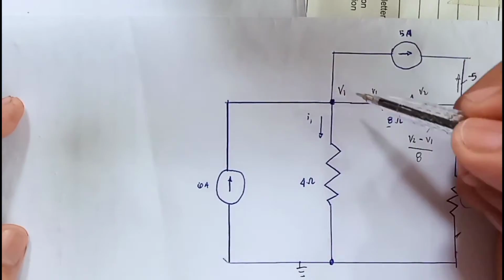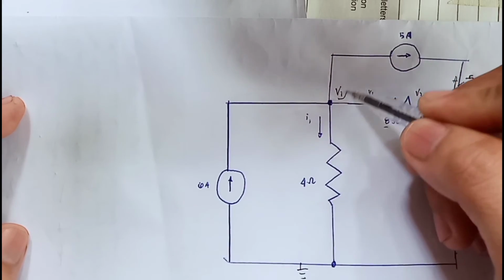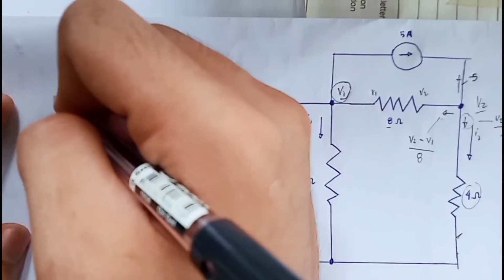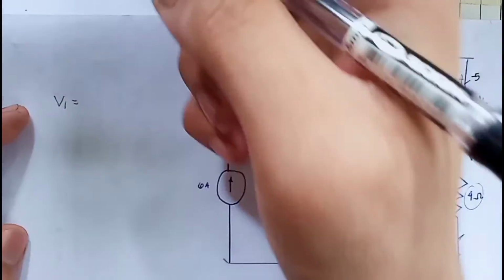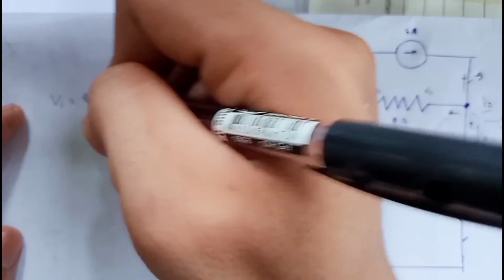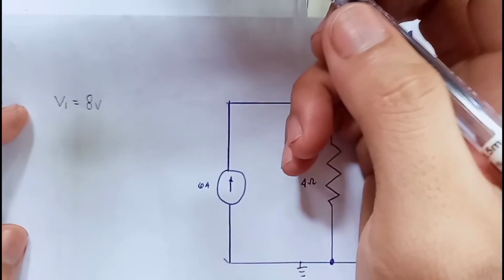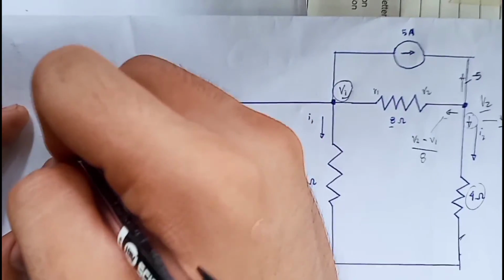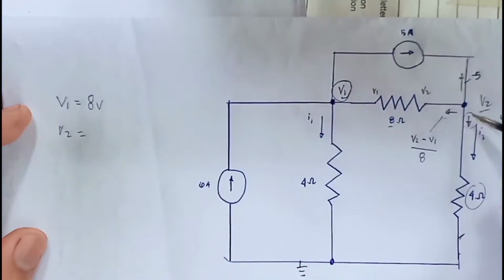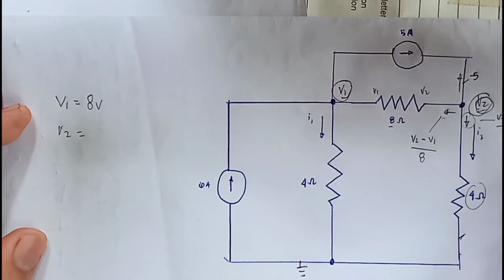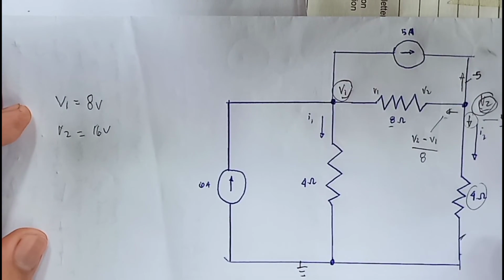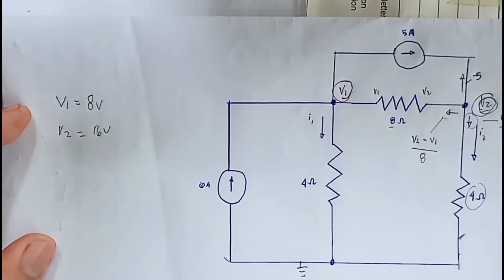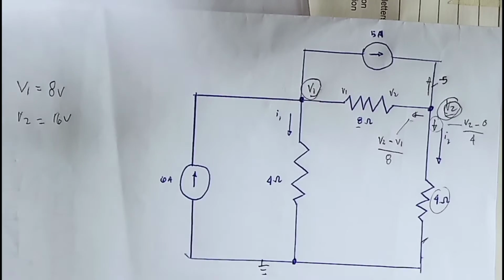Once we solve the pair of equations for V1 and V2, by whatever means is convenient, we should end up with V1 being 8 volts and V2 being 16 volts.